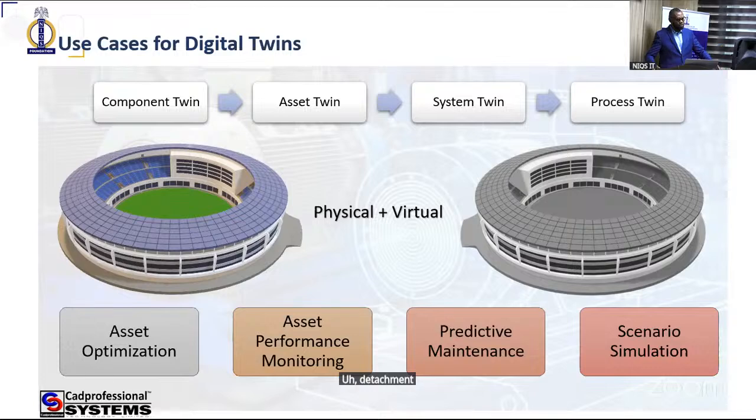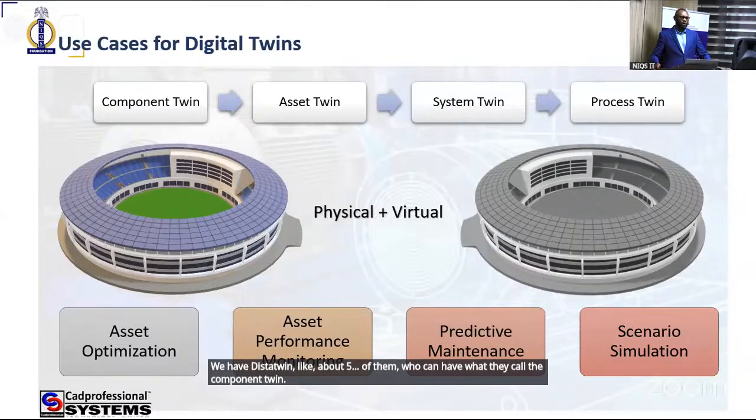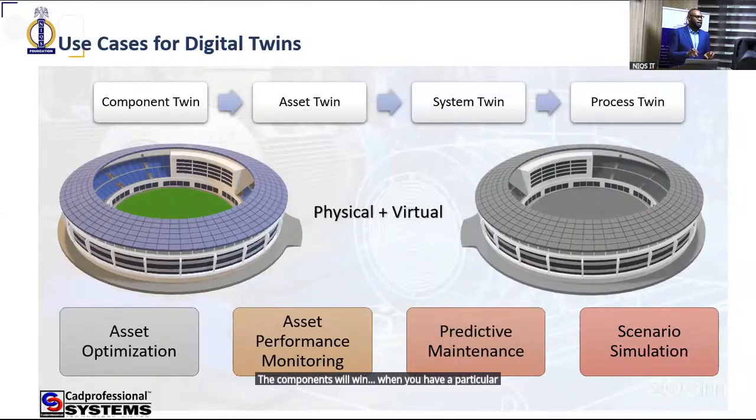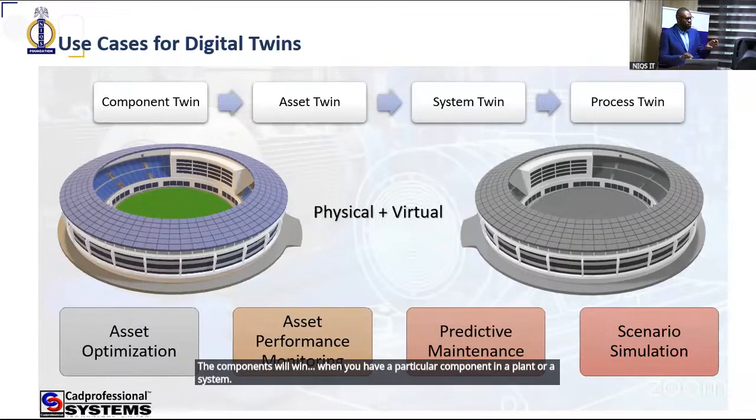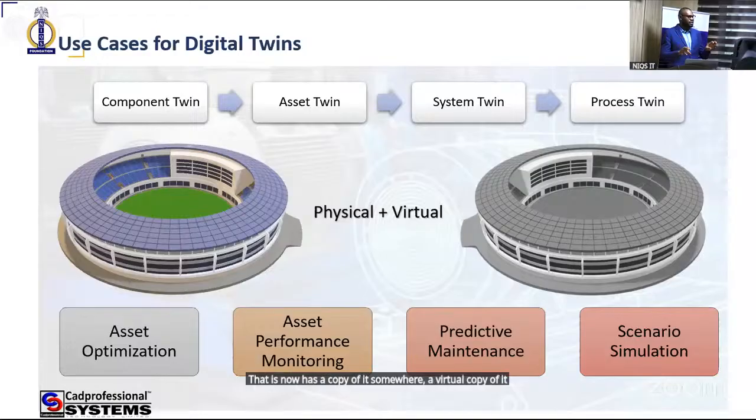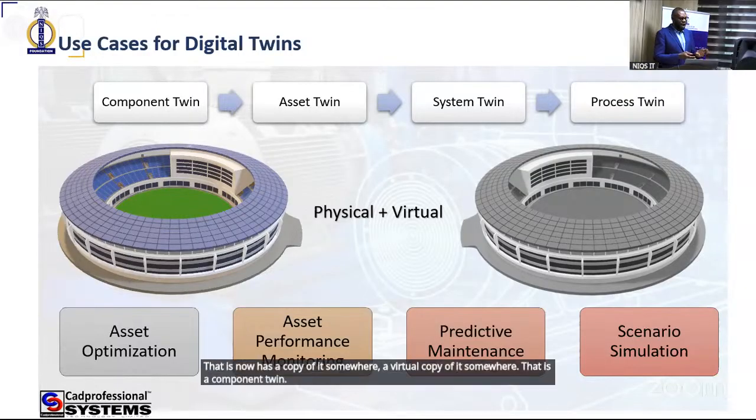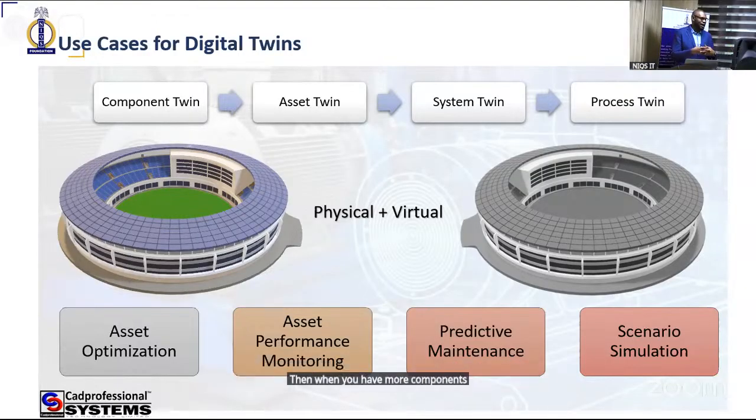We have digital twin like about 5 of them. We can have what they call a component twin. A component twin means when you have a particular component in a plant or a system that now has a copy of it somewhere, a virtual copy of it somewhere, that is a component twin. Then when you have more components connected together, relating together as one, operating as one, that is what we call an asset twin.